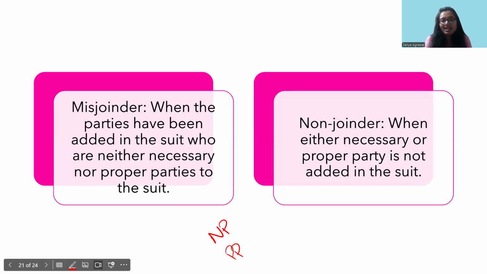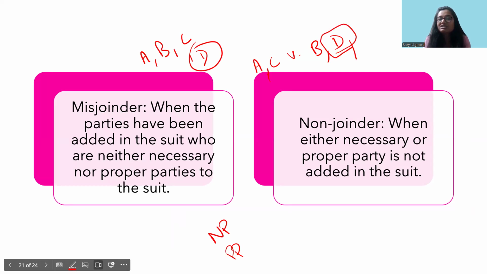First, I'll explain it. Let's say in a case, A and B are the necessary parties, C is a proper party, and D is a party which is neither necessary nor proper. So if a suit is filed, A, C versus B and D, then it is a case wherein there are necessary and proper parties added, but a party is also added which is neither a necessary party nor a proper party. So that's why it is a case of misjoinder. So misjoinder is where a party has been added in the suit who is neither necessary nor proper. अगर कोई party ना तो necessary ना proper है तो वो misjoinder का case हो जाता है.